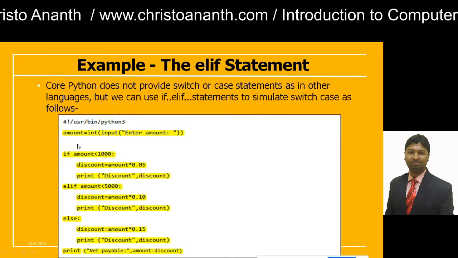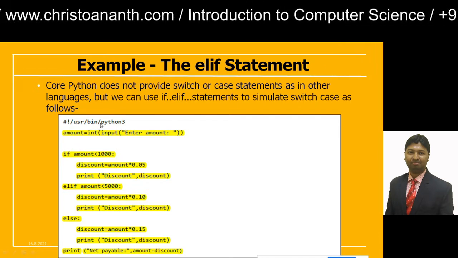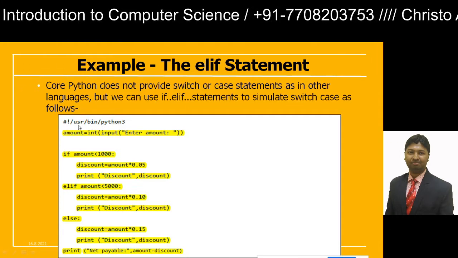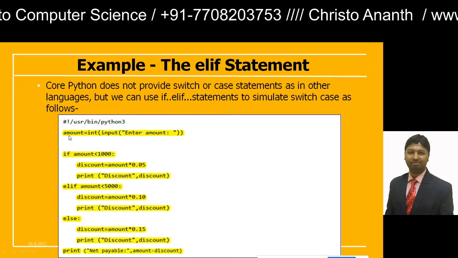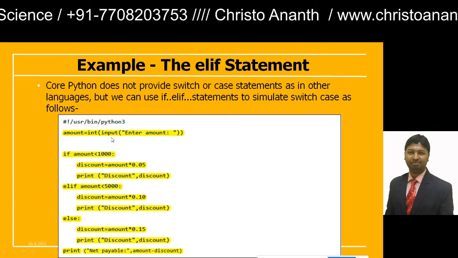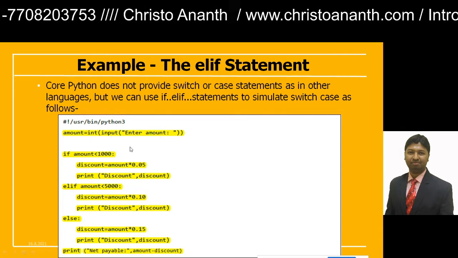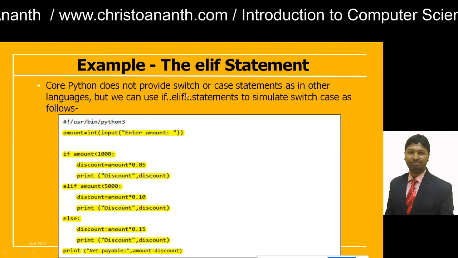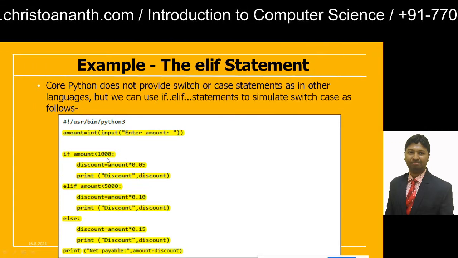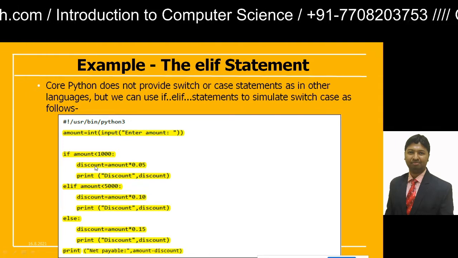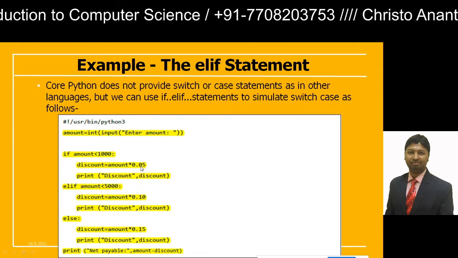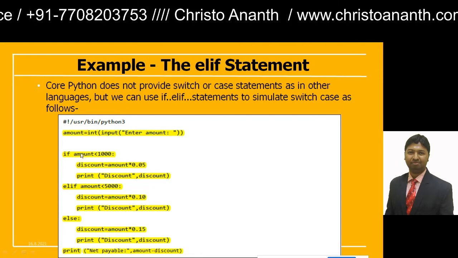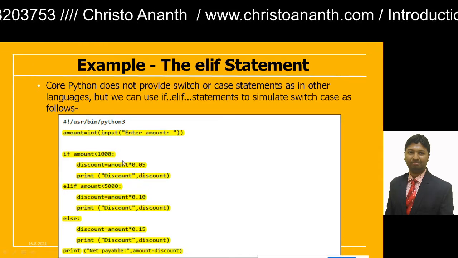The same discount problem we are going to discuss with the elif statement. You start with the shebang line, hash exclamation symbol, /usr/bin/python3. You initialize the amount: amount equal to input, enter number. The same program we are going to repeat, but the only difference is that we use the elif statement. If amount less than 1000, discount is equal to amount into 0.05, which means that if the amount is less than 1000, you give a 5% discount.